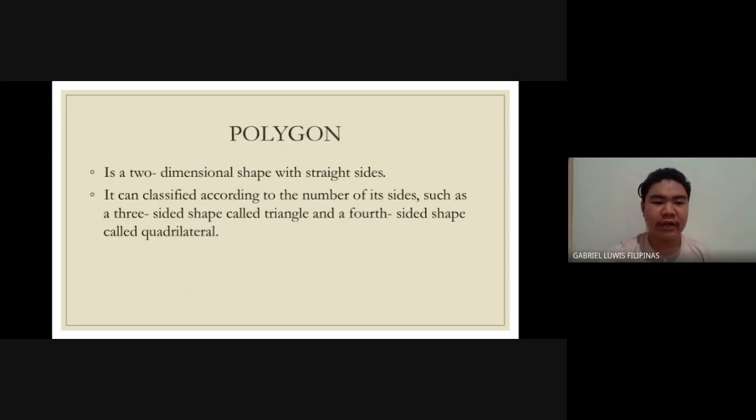A polygon is a two-dimensional shape with straight sides. It can be classified according to the number of its sides, such as a three-sided shape called a triangle and a four-sided shape called a quadrilateral.